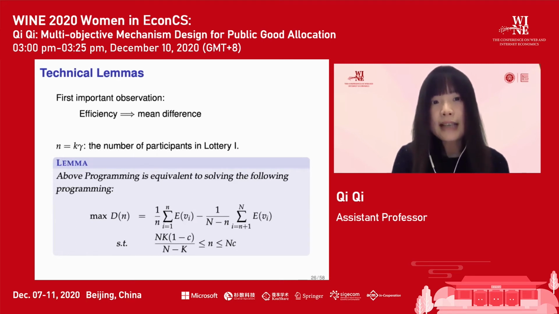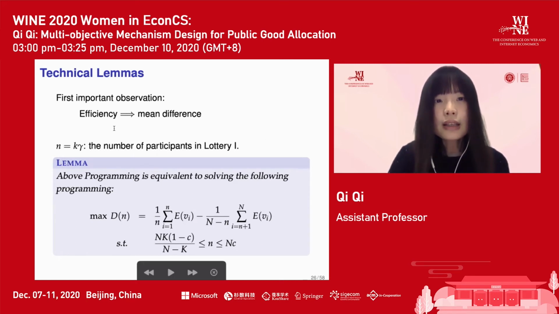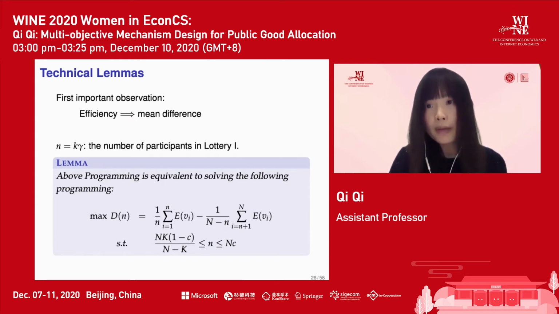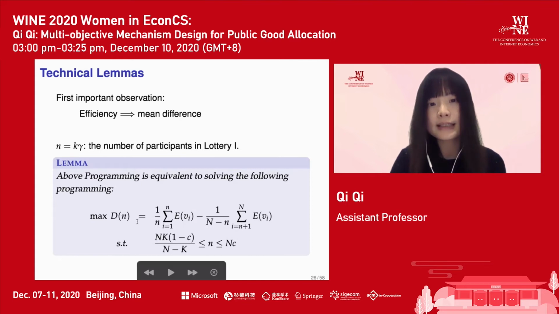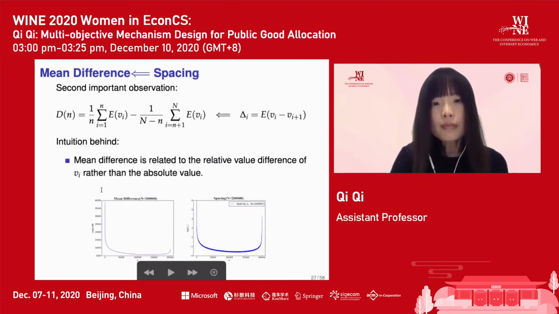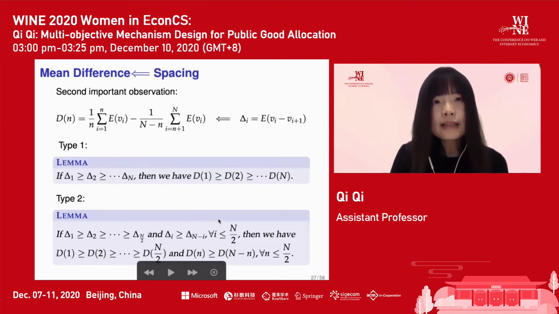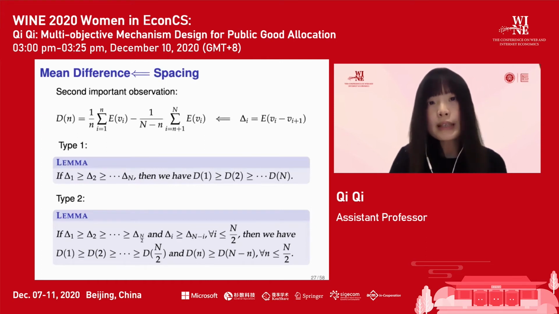We optimize the efficiency, the expected social welfare, and we found that to maximize the expected social welfare is equivalent to maximizing the mean differences. They actually have the same shape. The second important observation is the relationship between the mean difference and spacing. The spacing is defined as delta, which is the difference between two valuations.